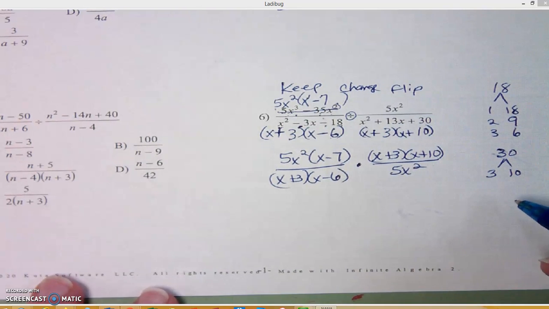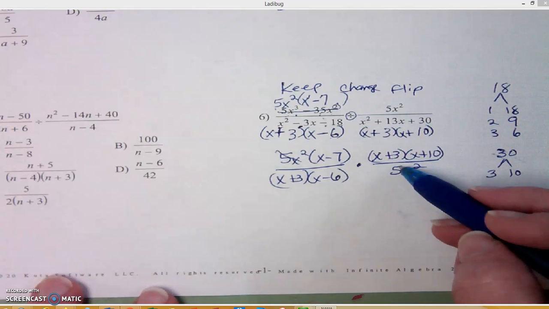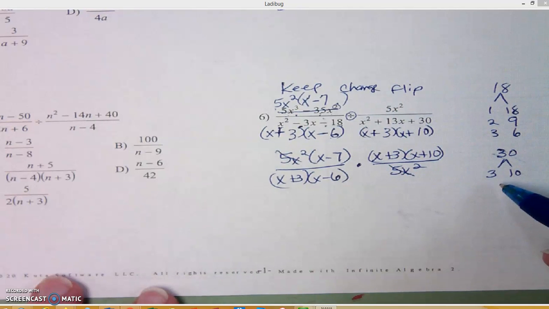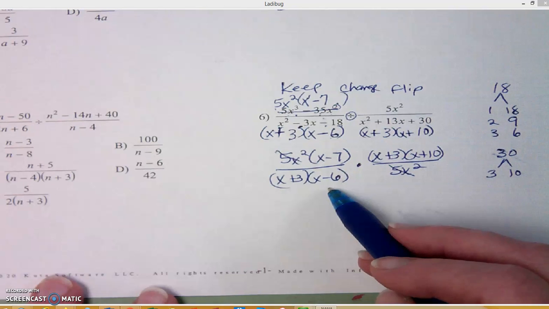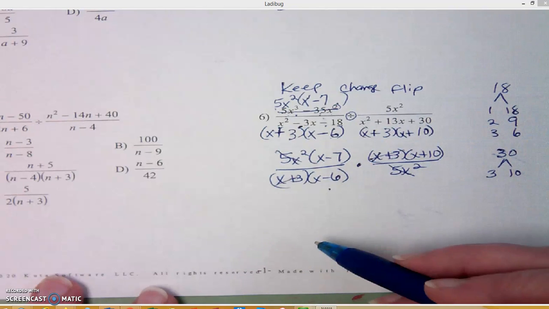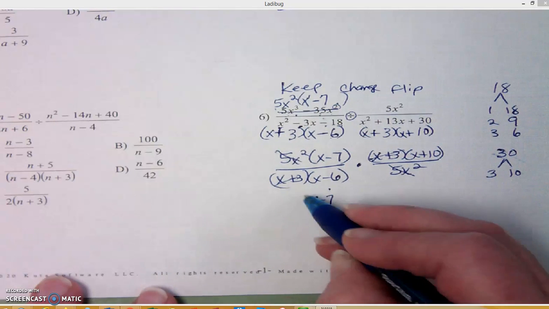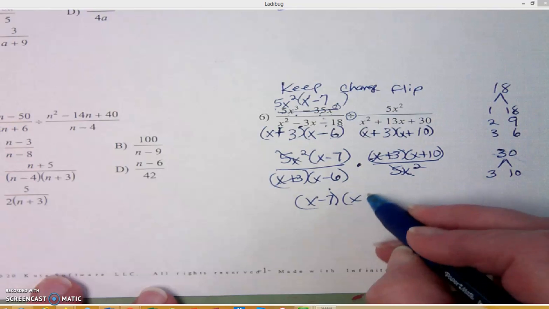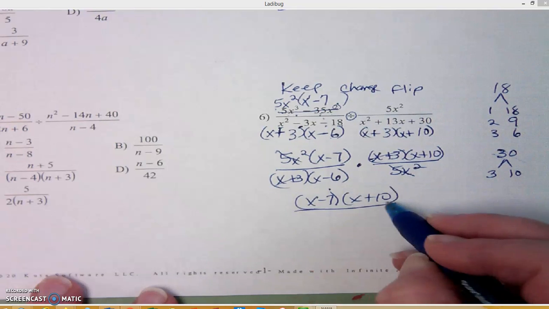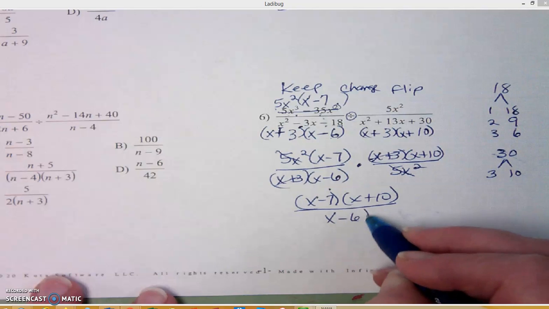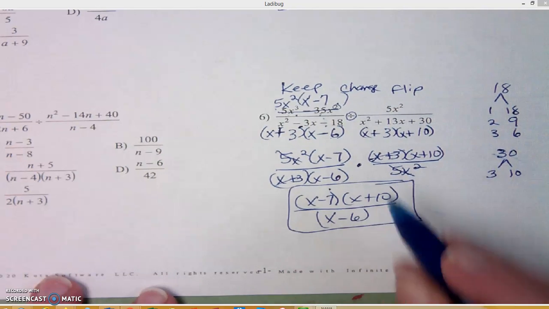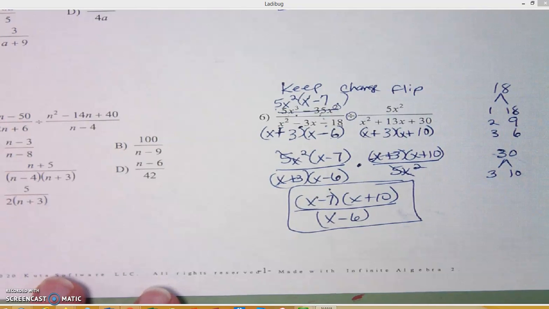And now let's see what we can cancel. Well, I have a 5x squared here and 5x squared here. I don't have an x minus 7 on the bottom, but I have an x plus 3. So looks like I'm stuck with, we're going to keep the x minus 7 here at the top times the x plus 10. And then in the denominator, I have x minus 6. And that would be your answer there. So let's turn the page and work 2 more problems.